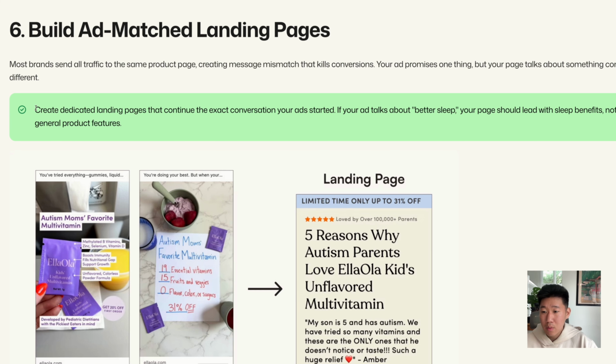So basically, the takeaway for this is creating dedicated landing pages that continue the exact conversation your ad started. So if your ad is talking about better sleep, your page should lead and talk about how to get better sleep, which is how you can provide benefits and improve sleep, not just general product features.